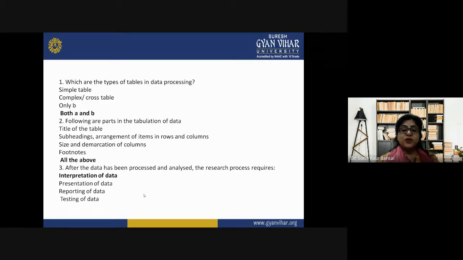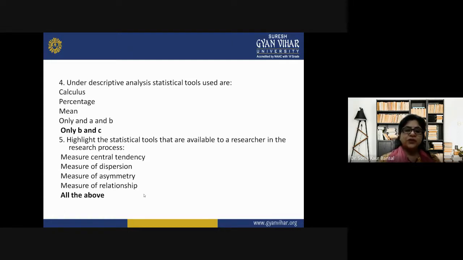So the research process requires interpretation of data. Okay, students? But the presentation of data is something else, reporting of data is something else, and testing of data is something else. So it is done before processing and analyzing. Just make it clear in your minds that the interpretation of data is done after all these steps are completed and our data is processed, cleaned up and analyzed. Now I'm going to interpret my data happily to draw out my conclusions. Next question we are going to see.